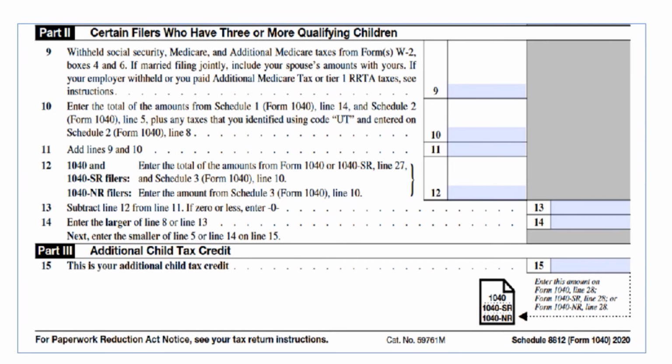And the thing here is that line 15 is actually part of Part 3. This is Part 3, and it's not where you enter the amount for the additional child tax credit. Line 15 is really the additional child tax credit, and it's part of Part 3. My fault. Okay, so this is pretty clear. Either way, you can see everything on the screen. We have the form on the screen so you can see it.